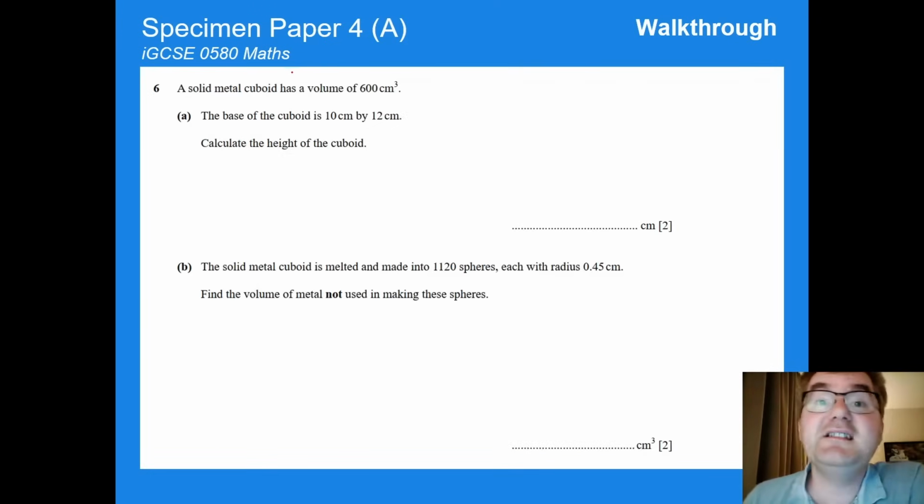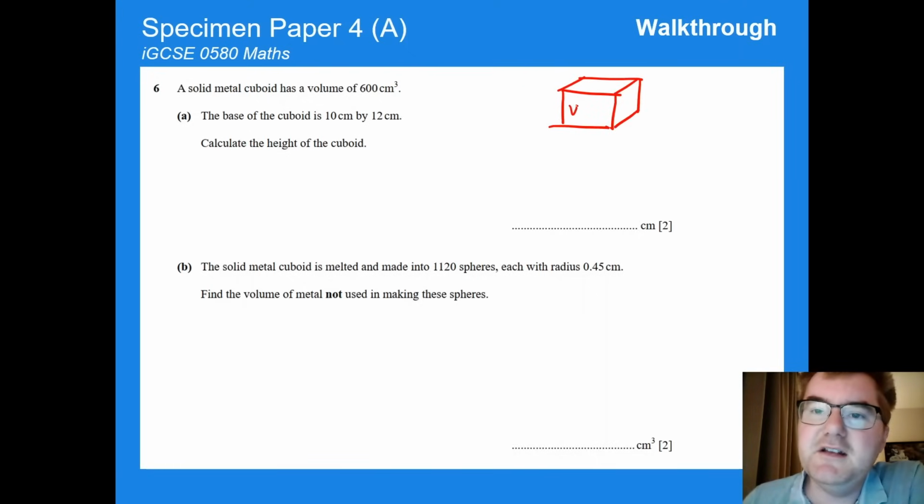On to question 6 here. So we have a solid metal cuboid, has a volume of 600 cubic centimeters. So imagine you've got a cuboid. I like doing a little bit of sketching. And the volume of this is 600 cubic centimeters. And we're told the base of the cuboid is 10 centimeters by 12 centimeters. And we want to find the height.